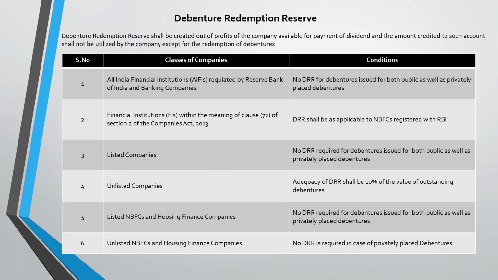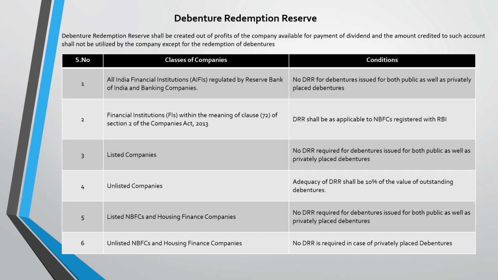So what is debenture redemption reserve? We all know it is an appropriation of profit. The profits which are available for the payment of dividend will be kept aside to a separate reserve called debenture redemption reserve, and it shall not be utilized by the company except for the purpose of redemption of debentures. So debenture redemption reserve is created. It should be 10% of the value of the outstanding debentures. It is a form of security for the debenture holders.